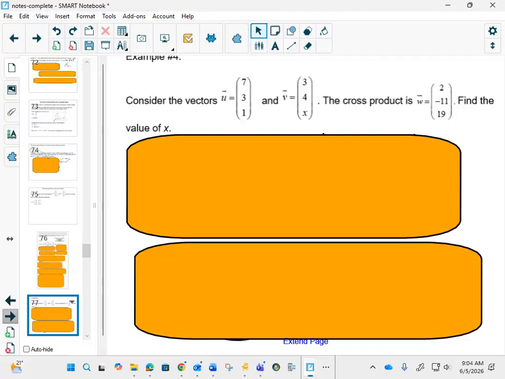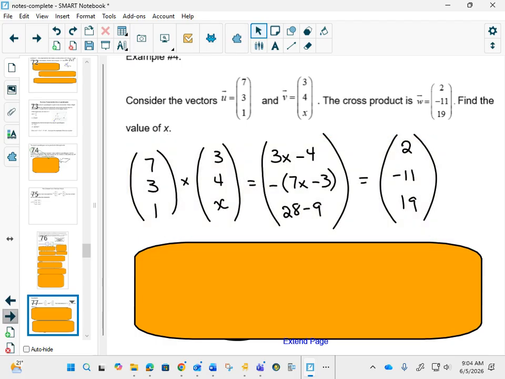So here we have 2 vectors, and we know their cross product, and we want to find the value of x. So if you use either the determinant method or the IJK method, I don't know if you noticed here, but I pretty much did.